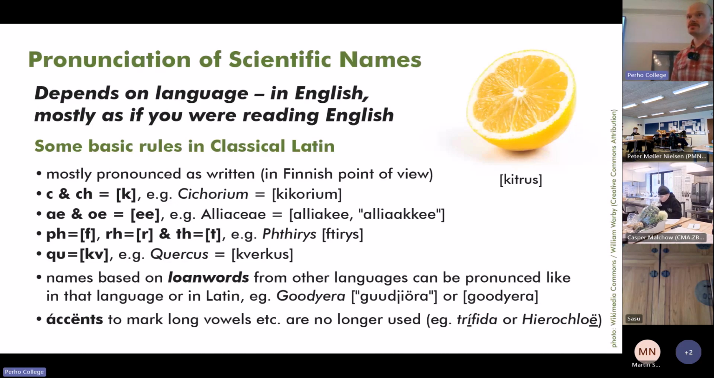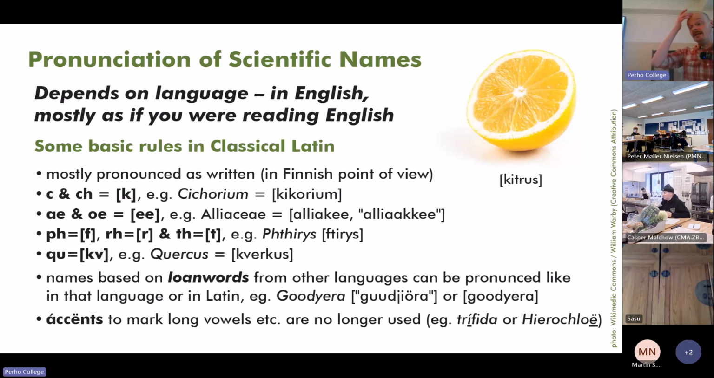I'm not even trying to pronounce that in English. QU is pronounced Kv, so Quercus would be Kvercus, and so on. But these are the basic rules in classical Latin.